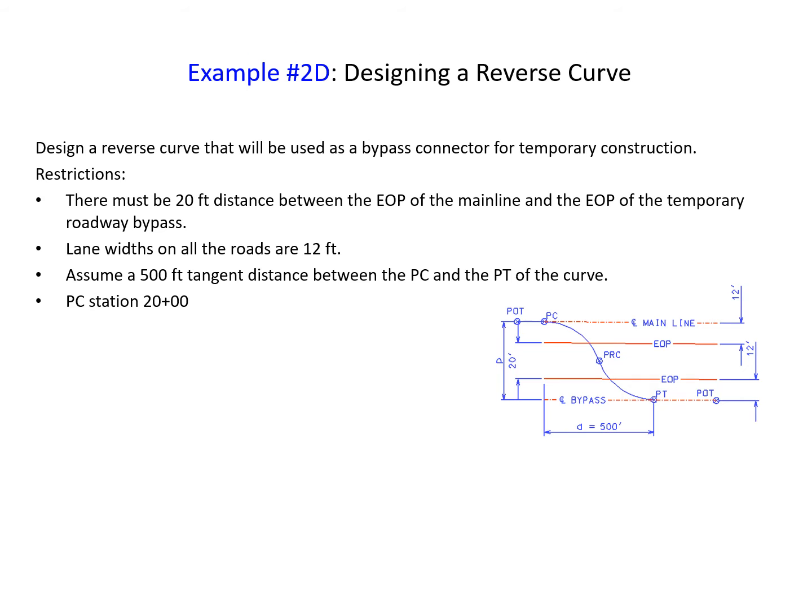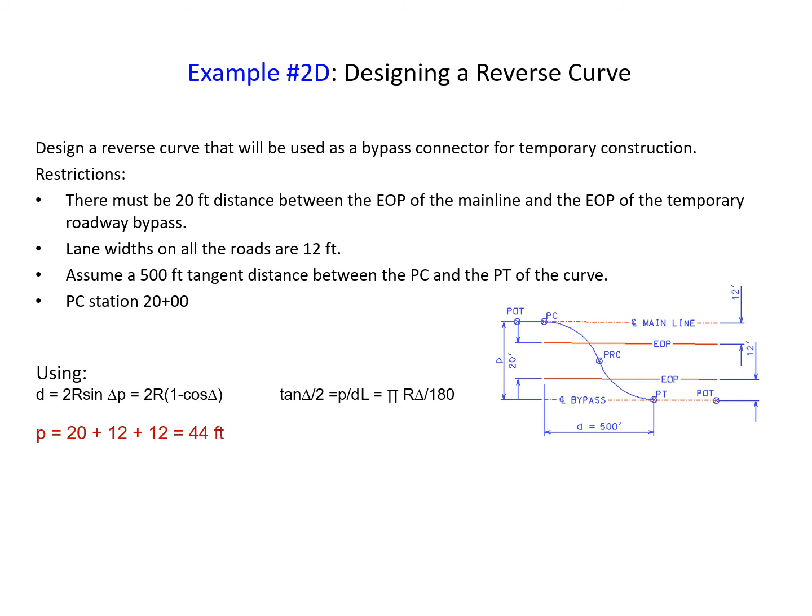The distance D was given to us as an assumption of 500 feet. The distance D will be a number or a distance that the designer must come up with using engineering judgment. Using the equations provided in section 2 of the class, we can find the delta and the R, which we will need to calculate the length of the curve.